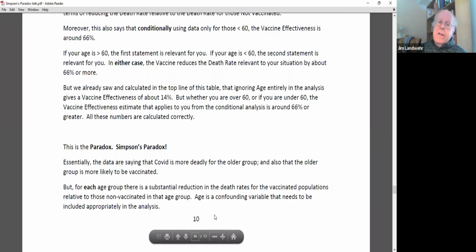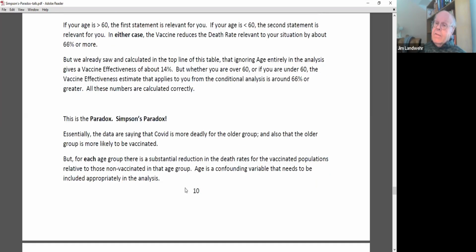So essentially what's going on here is that the data are saying that COVID is more deadly for the older group, and also that the older group is more likely to be vaccinated. But for each group, there's a substantial reduction in the death rates for the vaccinated populations relative to those who are non-vaccinated. So age is a confounding variable here that needs to be included in the analysis. Questions, comments?